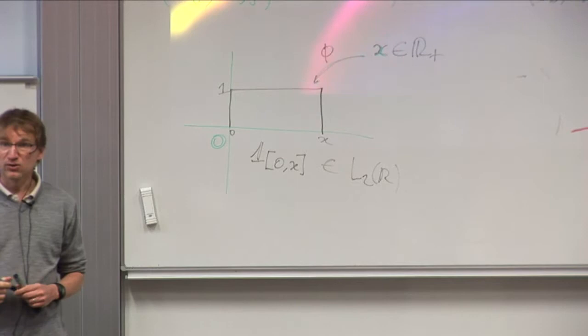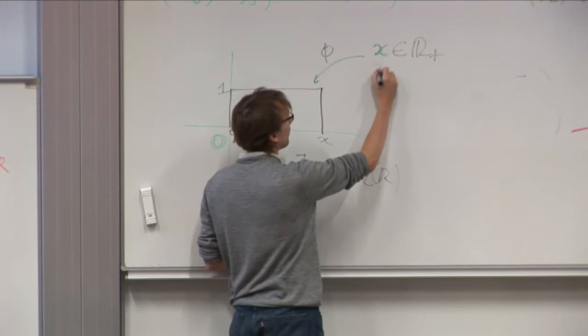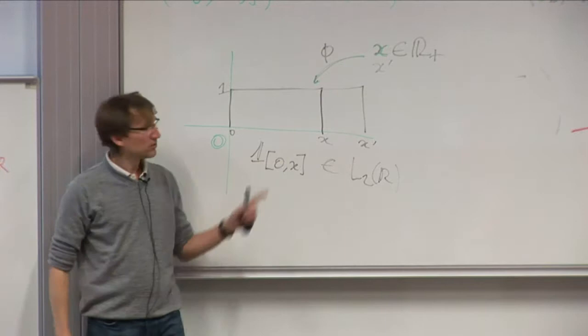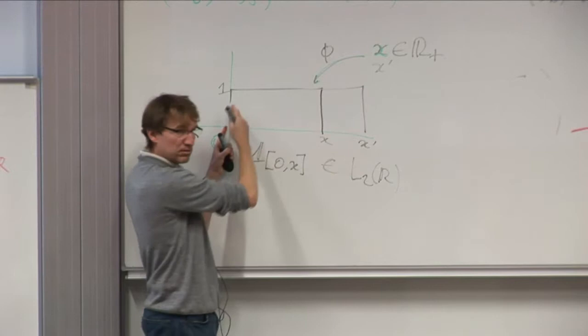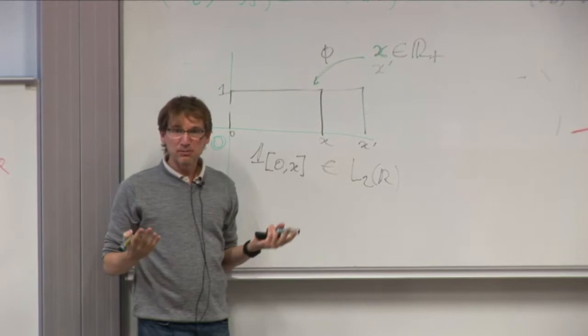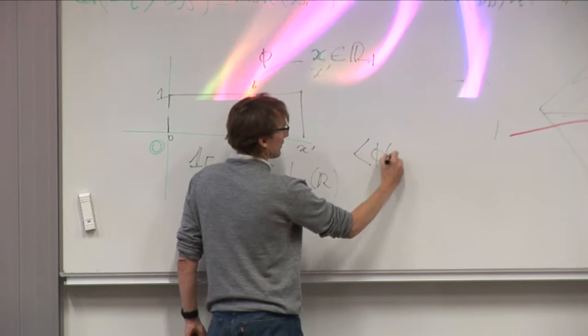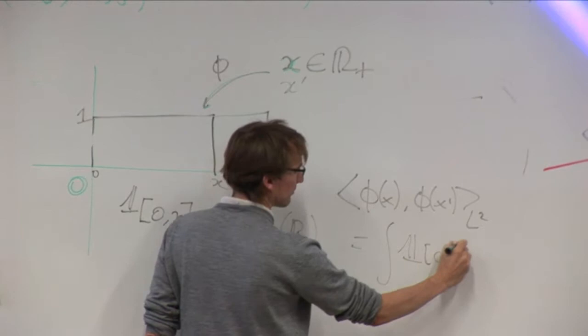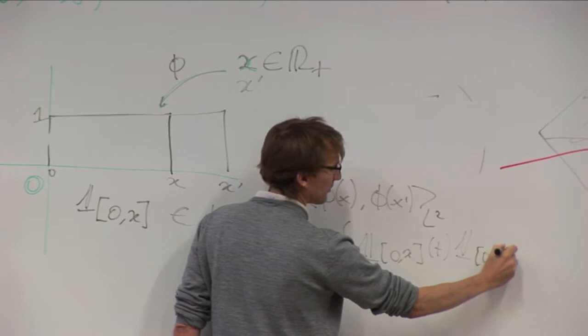So if you do this mapping, and this is x, then if you take another number x prime, you would represent it by some other rectangle. Suppose this is x prime here. You have represented x by this shape, x prime by this shape, and now when you take the inner product over the space L2 between phi of x and phi of x prime, what do you get? Well, remember the inner product in L2: phi of x times phi of x prime in L2 is simply equal to the integral of the indicator of 0x of t times the indicator of 0x prime of t dt. This would be the inner product I consider in this space.